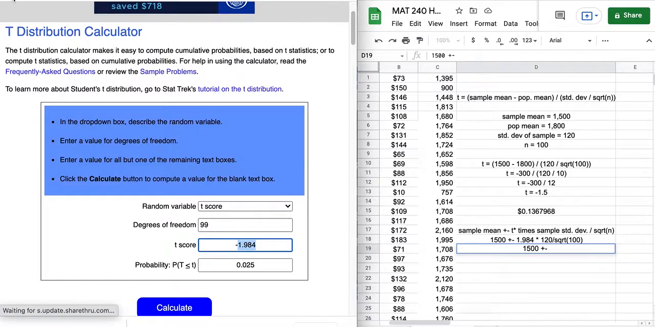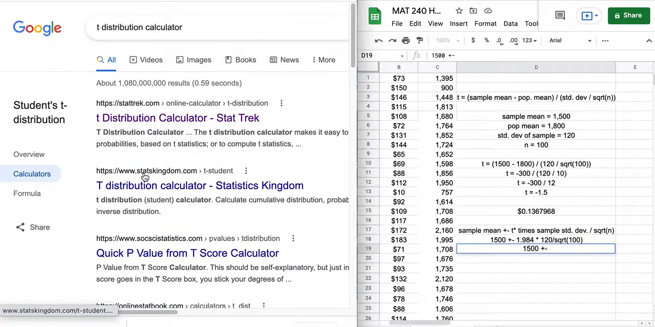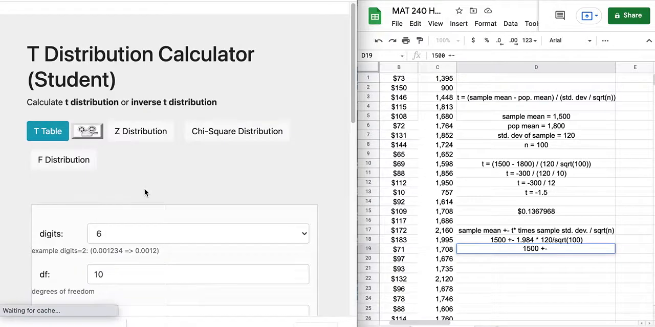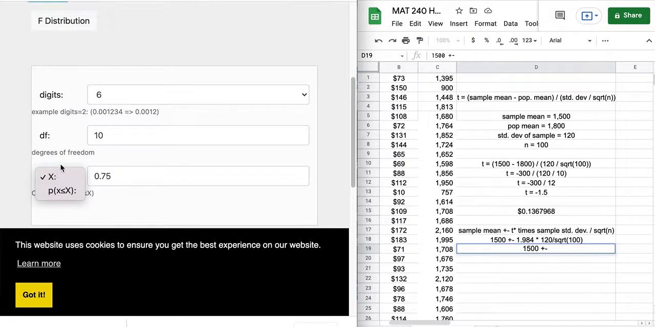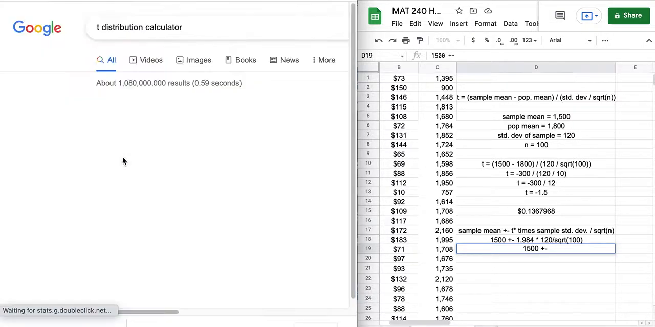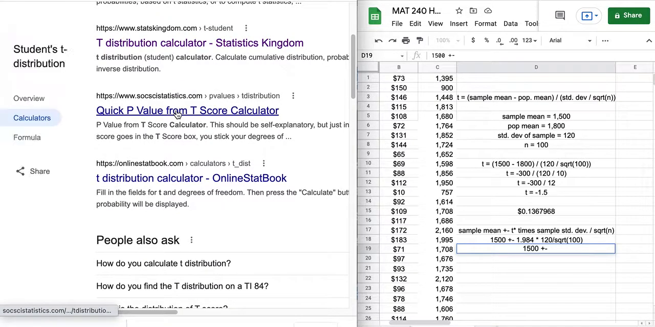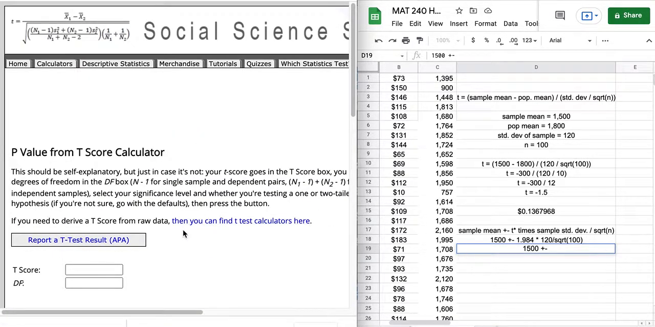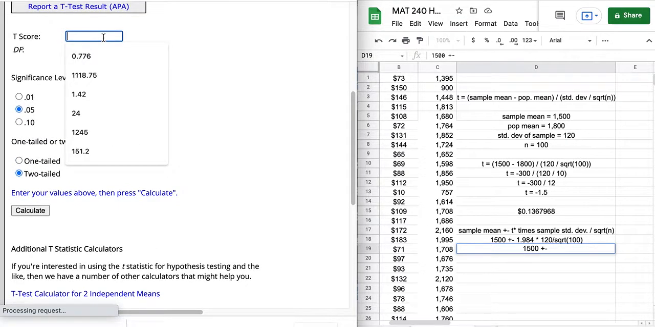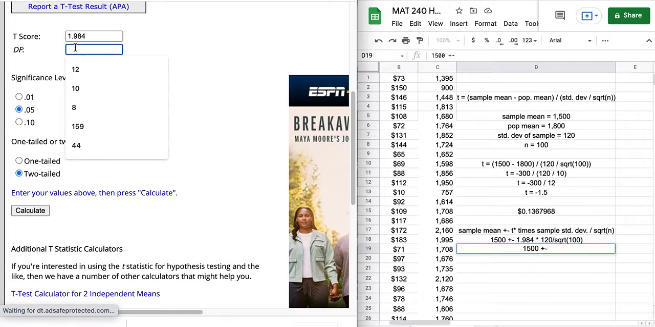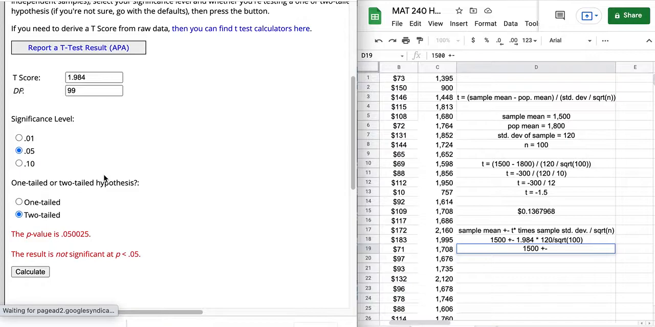I'm just going to double check with another calculator because I thought everyone's going to be using the same one. What are they talking about? I don't know what that one is talking about. We got 1.984. No, that's going in reverse. Oh wait, we could just go in reverse here. Yeah, 1.984, degrees of freedom 99. Okay, so 1.984 is the t value you're going to want to use.